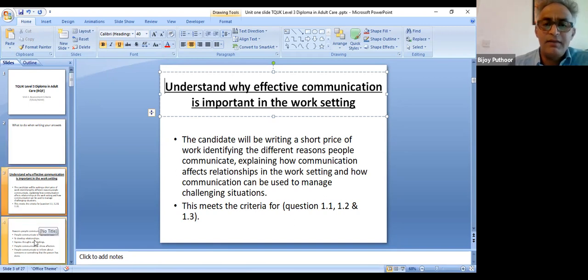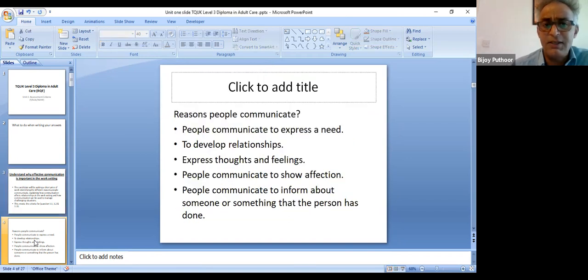So the idea is that we are going to take the questions into three parts: different reasons for people to communicate, how communication affects relationships, and in work setting how communication is used to manage challenging situations. So you're going to specifically say what the question is asking you.